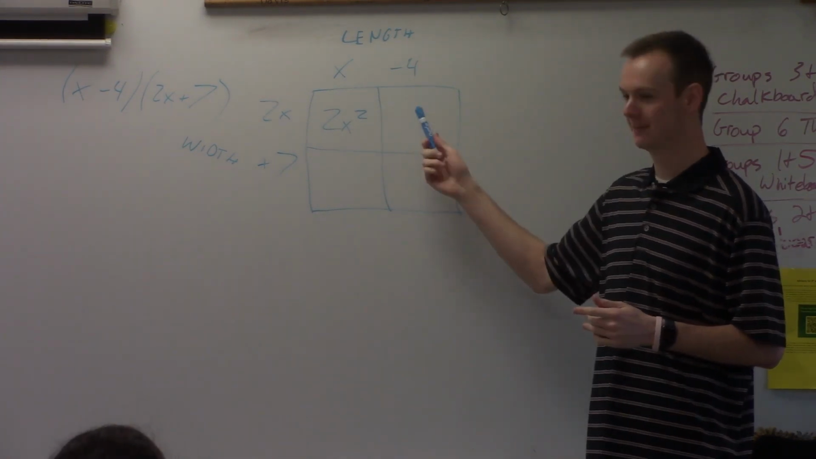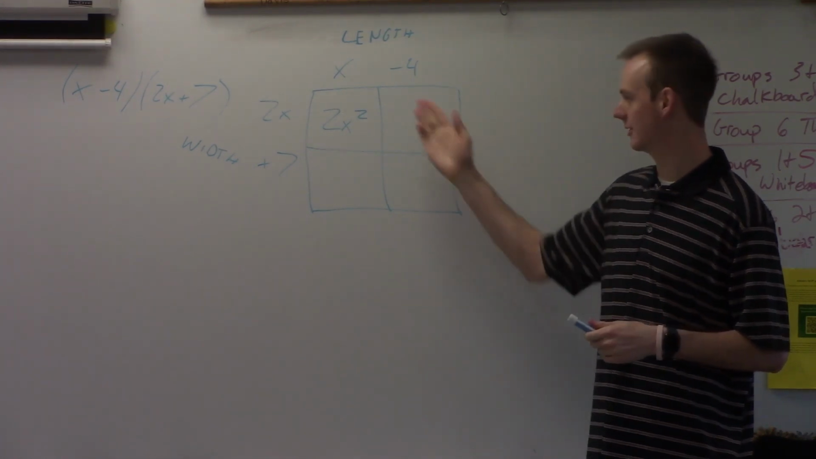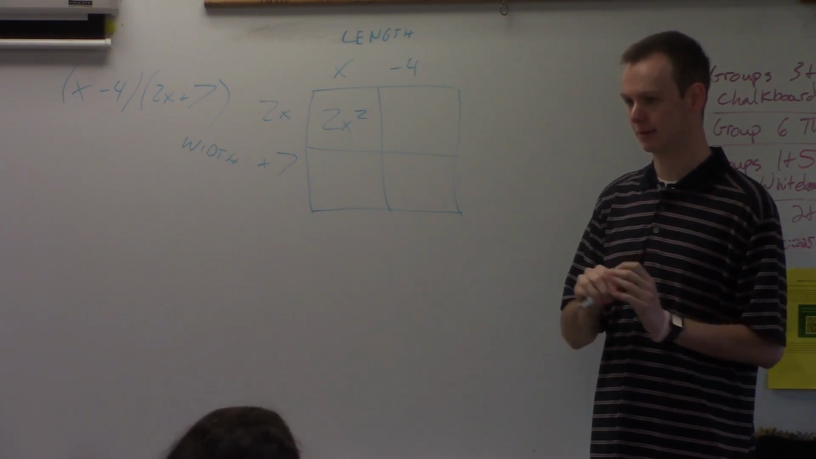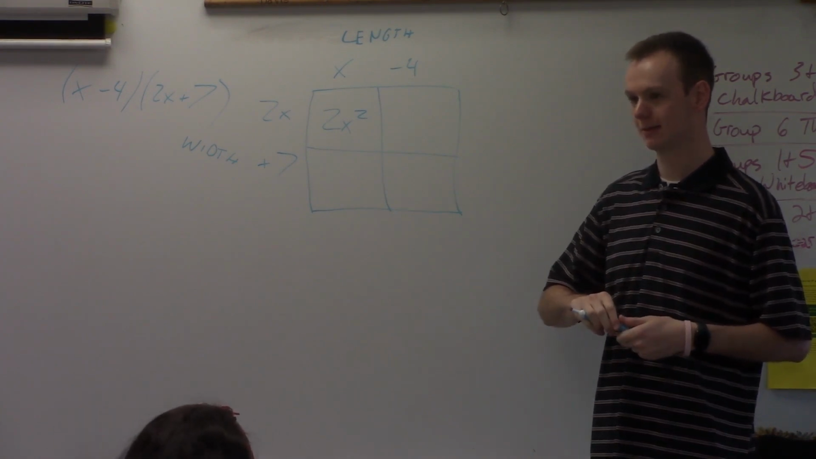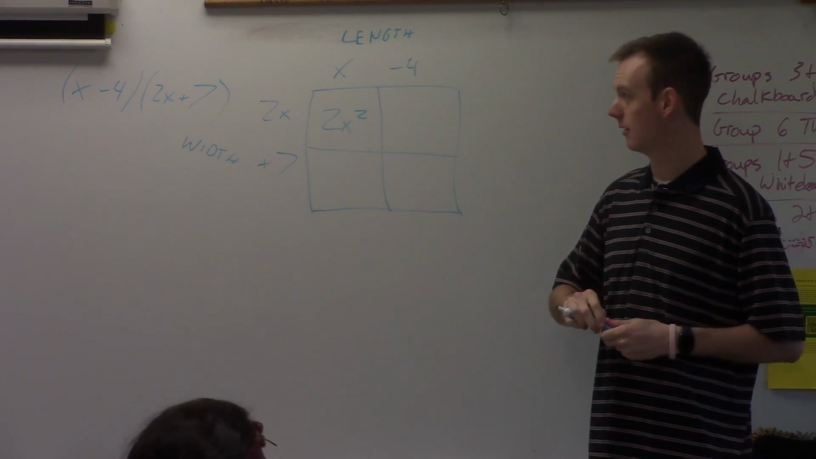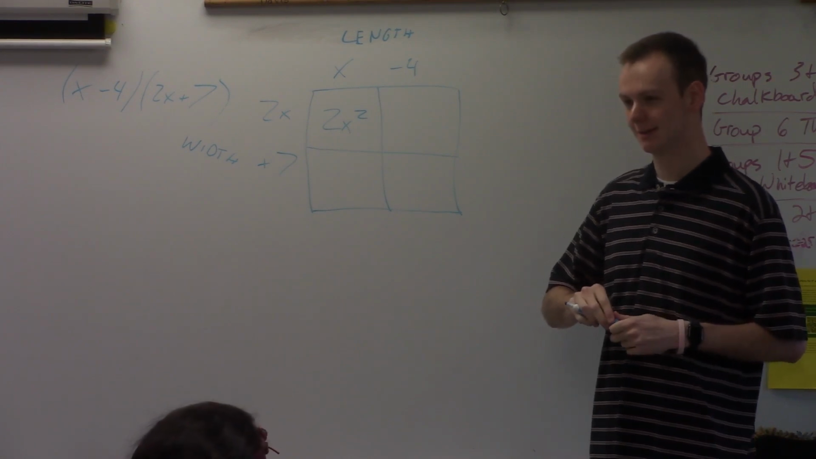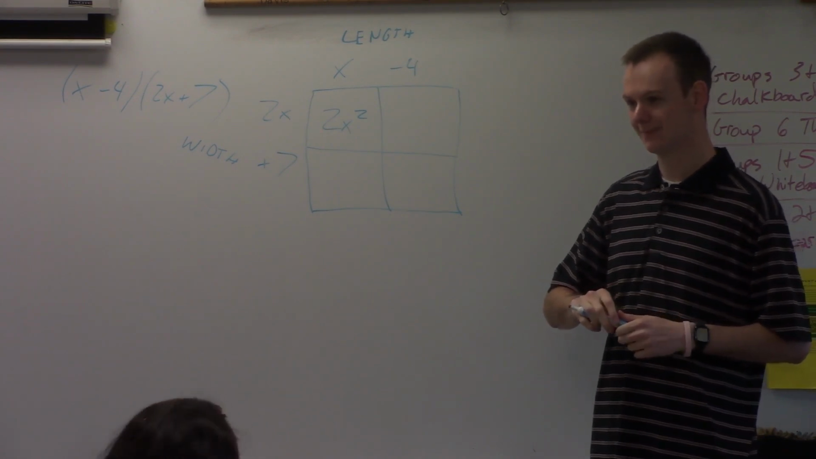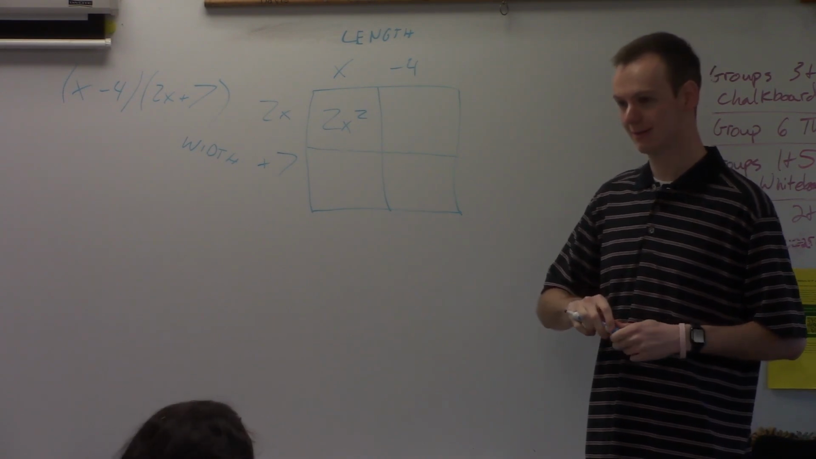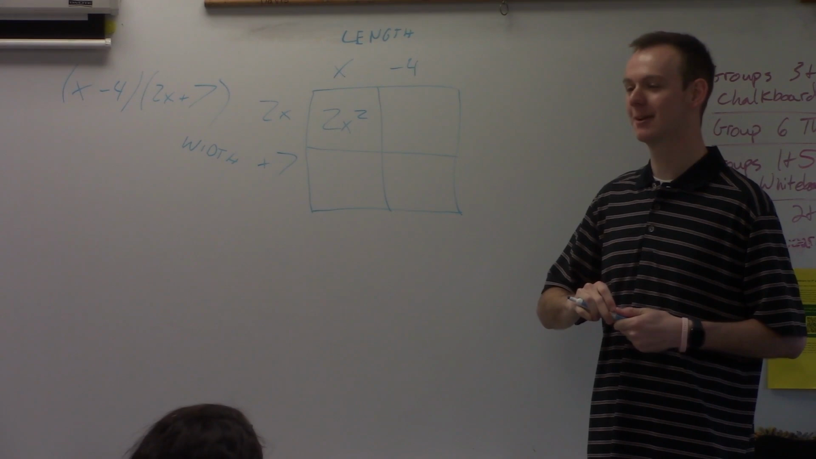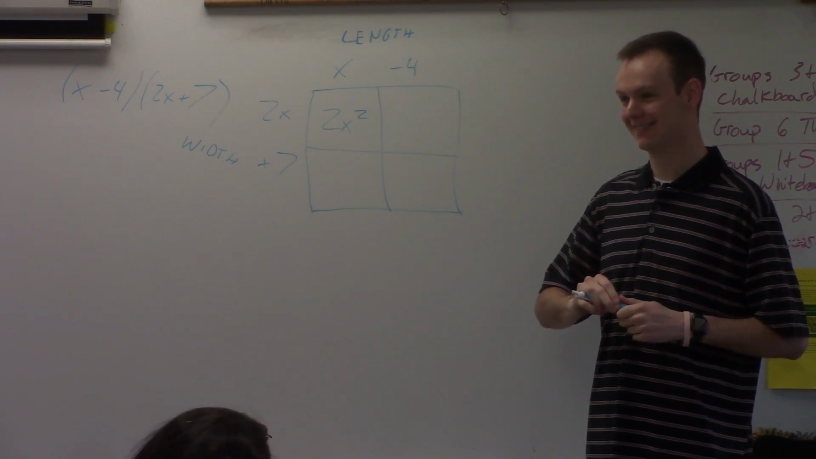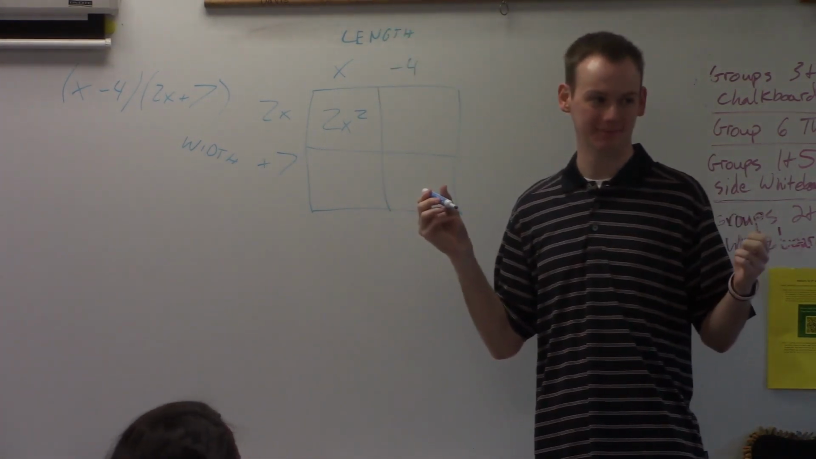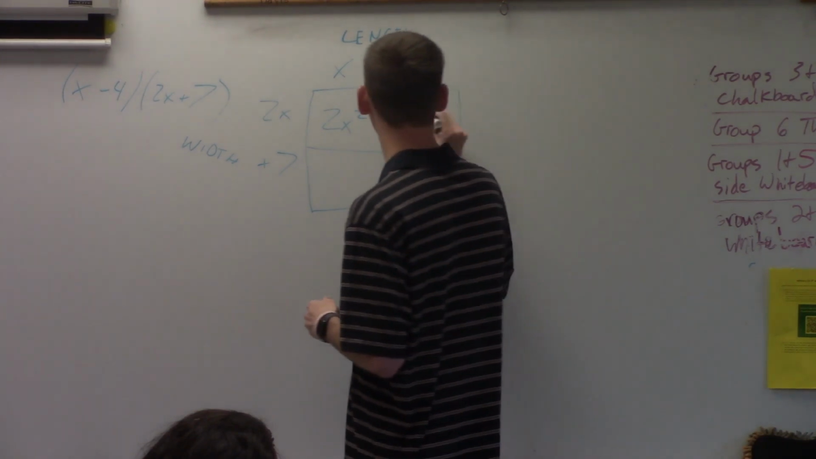Alright, so Marcus, let's do this one. What's the length of this rectangle right here? And then what's the width? 2. And so what's the area of that little rectangle? Length times width. So I do -4 times 2, times whatever the width is. -4 times 2x? What's -4 times 2? -8. So what's -4 times 2x then? -8x.